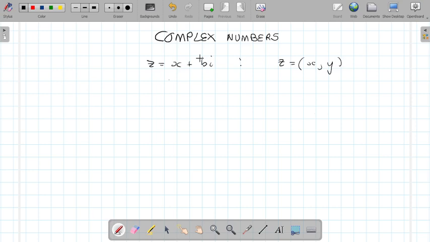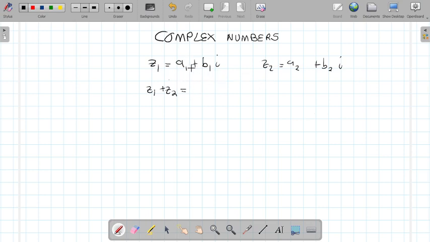Now, how do you add two complex numbers? It's very simple. You just have to add their real parts alone, then add their imaginary parts. Let's take an example. If z1 is the complex number a1 plus b1i, and z2 is the complex number a2 plus b2i, and you want to find z1 plus z2, simple.